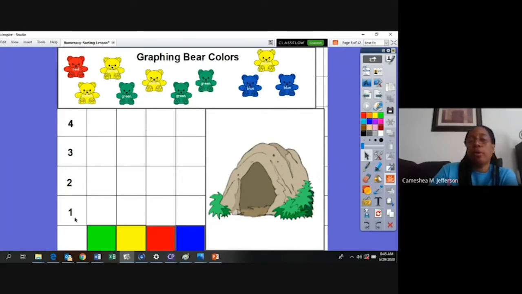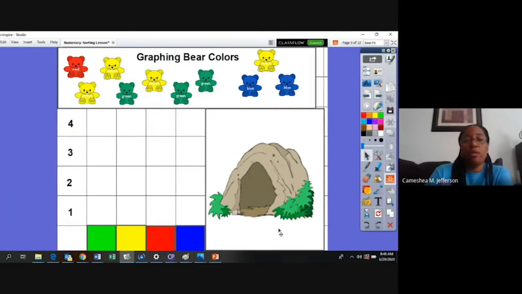And then if you follow me on the sides, I have numbers. I've numbered it only from 1, 2, 3, and 4, but you can number your graph all the way up to 10 or even more, depending on how much data or information you want to show. At the bottom of the graph, I have colors. So I have the colors that represent the colors of the counting bears. We have green, yellow, red, and blue.